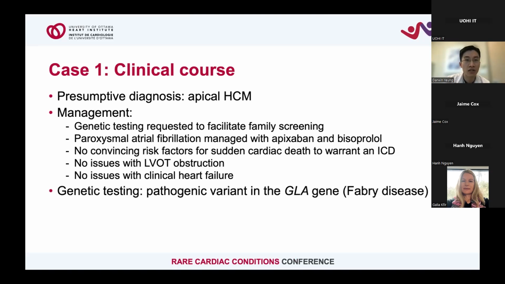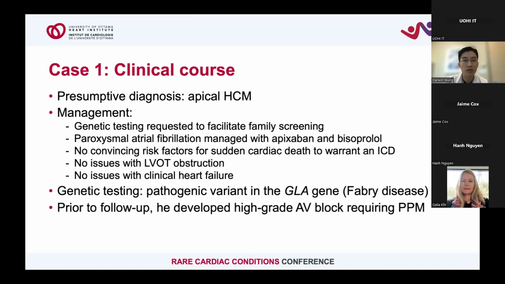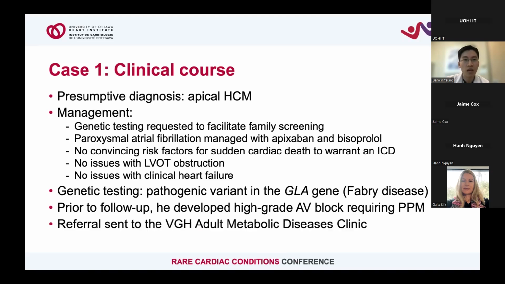Interestingly, his genetic testing did come back showing a pathogenic variant in the GLA gene, which is diagnostic for Fabry disease. And prior to follow-up of these genetic testing results, he actually developed high-grade AV block, requiring admission to hospital and permanent pacemaker implantation, which, as we'll see, is actually a feature that is more common in Fabry cardiomyopathy compared to HCM. And we subsequently sent a referral to our local adult metabolic disease clinic, who manages these patients with Fabry disease.